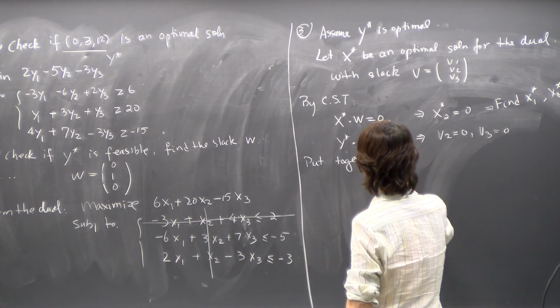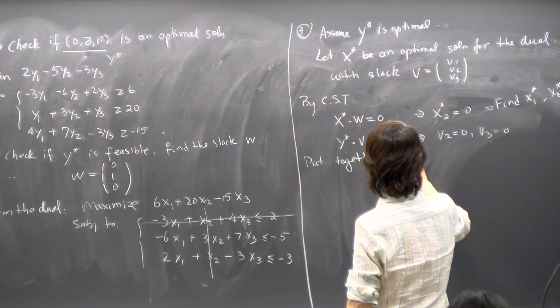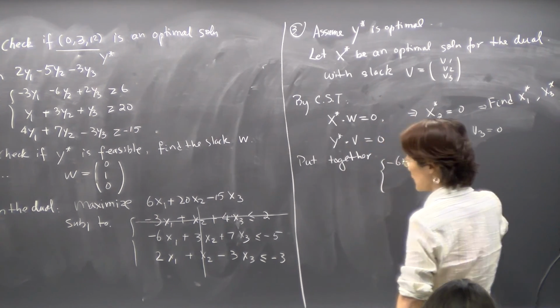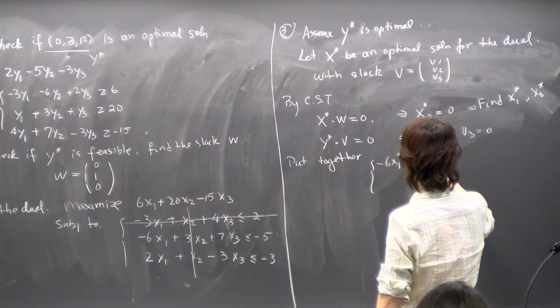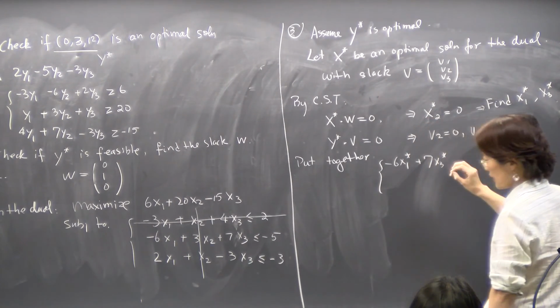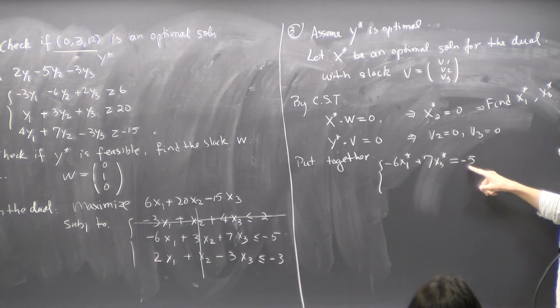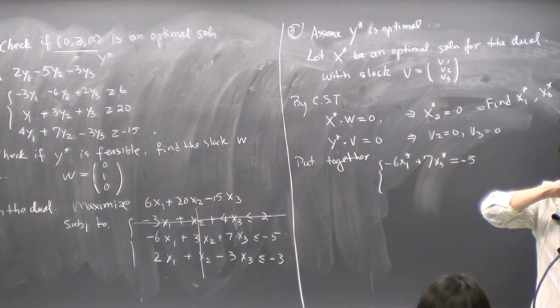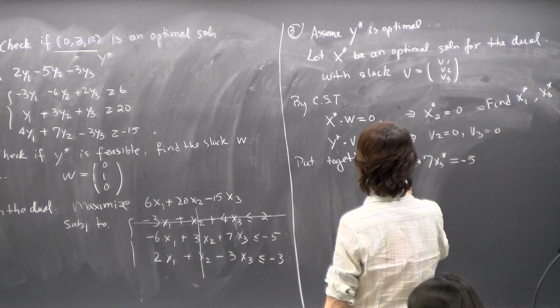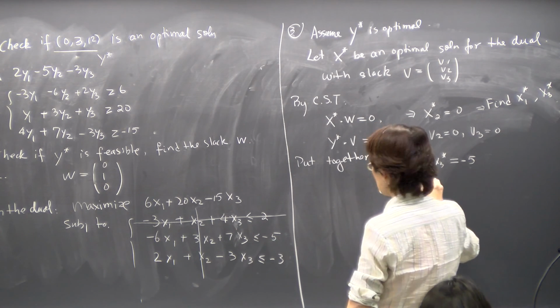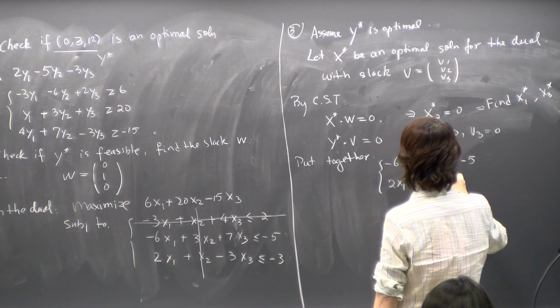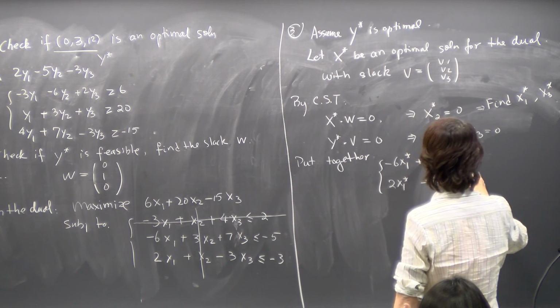So I have the following. Negative 6 x1 star plus 7 x3 star. Now I have equal, okay? Why do I have equal? Because the slack is 0, okay? So the last one, 2 x1 star minus 3 x3 star equals negative 3.